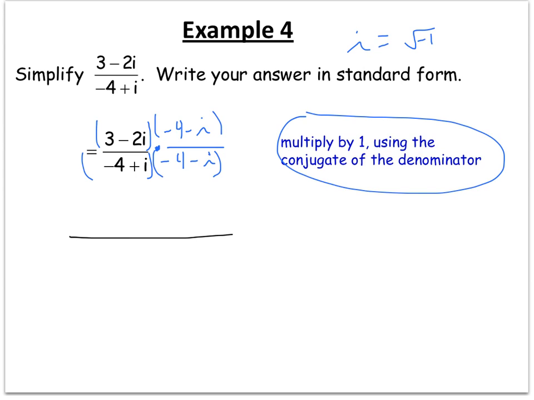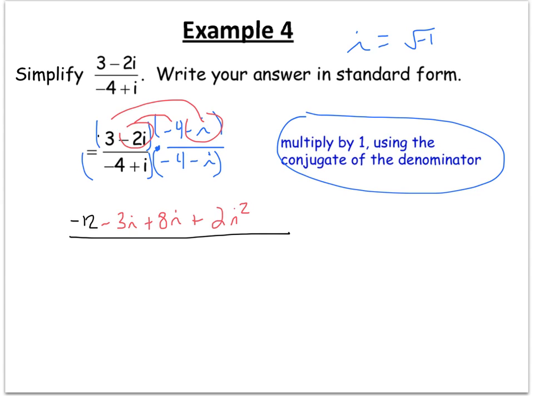So in my numerator, I have 3 times the negative 4, so that gives me the negative 12. I have 3 times the negative i, and that's going to give me the negative 3i. I have the negative 2i times negative 4, and that's a positive 8i. And then I have the negative 2i times the negative i, and that's going to give me a positive 2i squared. Okay, so now we're going to do the same thing to the bottom.